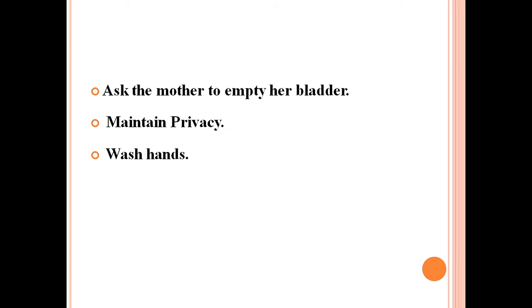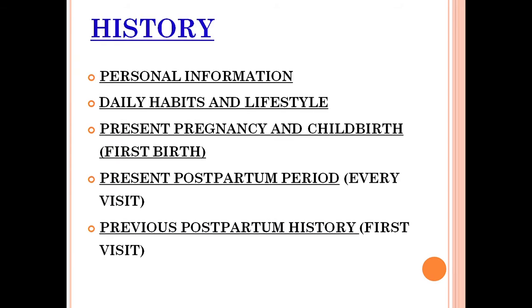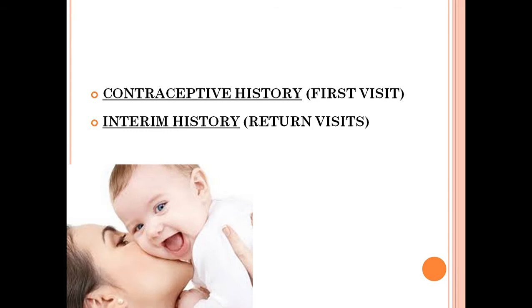Ask the mother to empty her bladder and maintain privacy, wash hands. History must be collected: personal information, daily habits and lifestyle, present pregnancy and childbirth, first birth, present postpartum period, every visit, and previous postpartum history, first visit. Contraceptive history and the other items of the history on return visits should be asked to the patient.